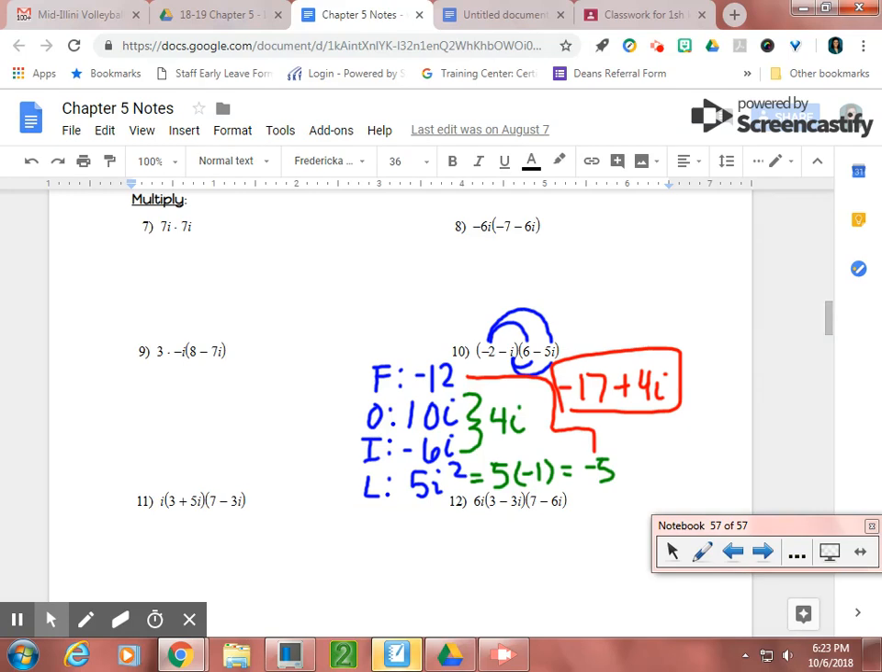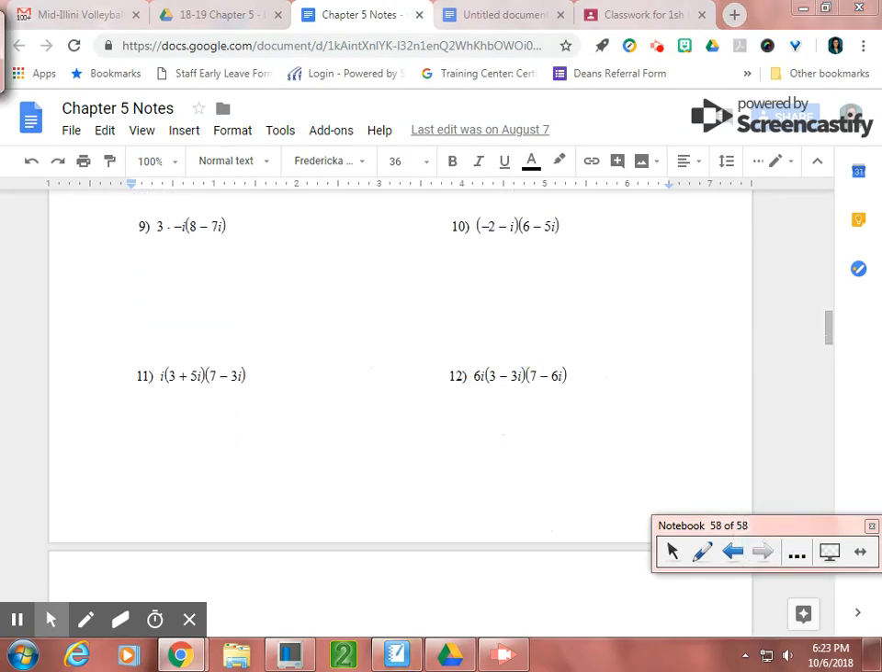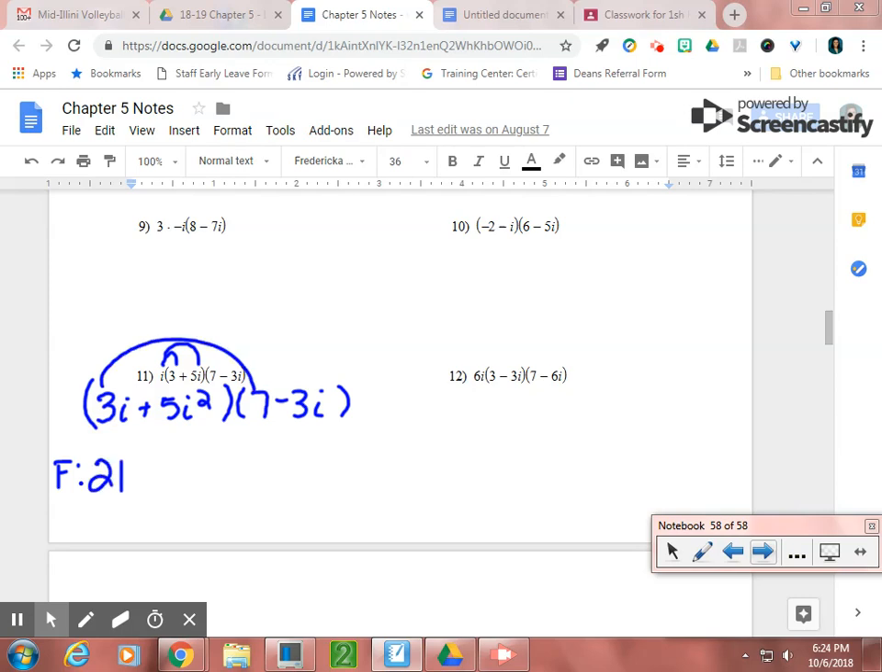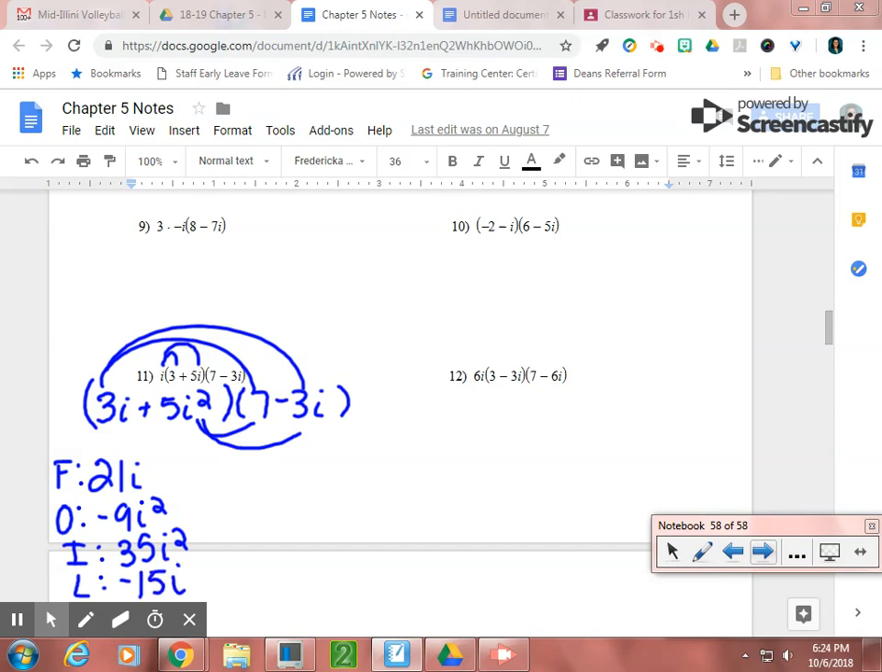Okay, the last part is just a little bit harder because there's a number outside to begin with. You can decide what order you want to go in, but I would take this and distribute it first and get 3i plus 5i squared, and then 7 minus 3i, and then I would do my FOIL or double distribute. If you think of it as FOIL, that's going to give me 21i. Outer is going to be negative 9i squared. Inner is going to be 35i squared. And my last is going to give me negative 15i to the third.